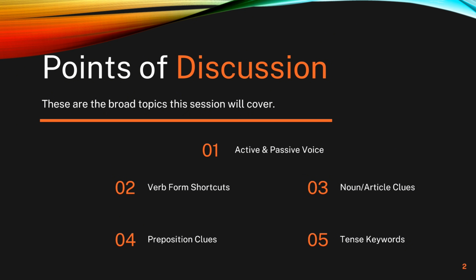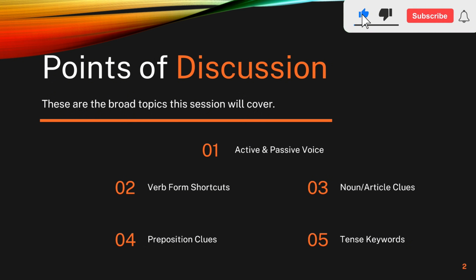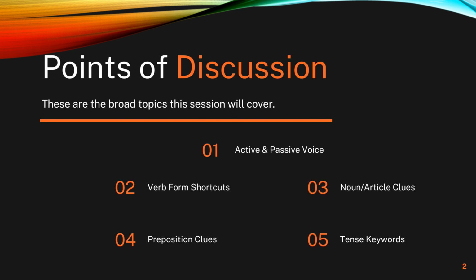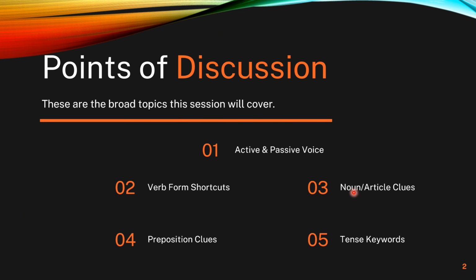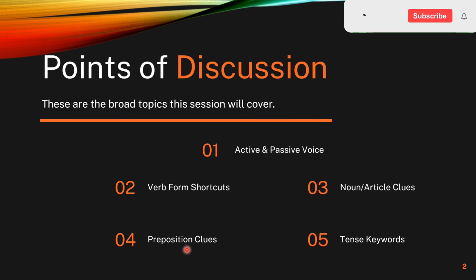And I know that most of you already have some knowledge about active and passive, but let's just talk about this topic in detail. So I wanted to give you meticulous knowledge about active and passive, and just repeat this with me, right? So first is active and passive voice. The second, I'm going to talk about verb form shortcuts. Very important topic, having a lot of subtopics in this main topic. Number 3, I'm going to talk about noun, article, clues. Then we do have preposition clues and tense keywords.